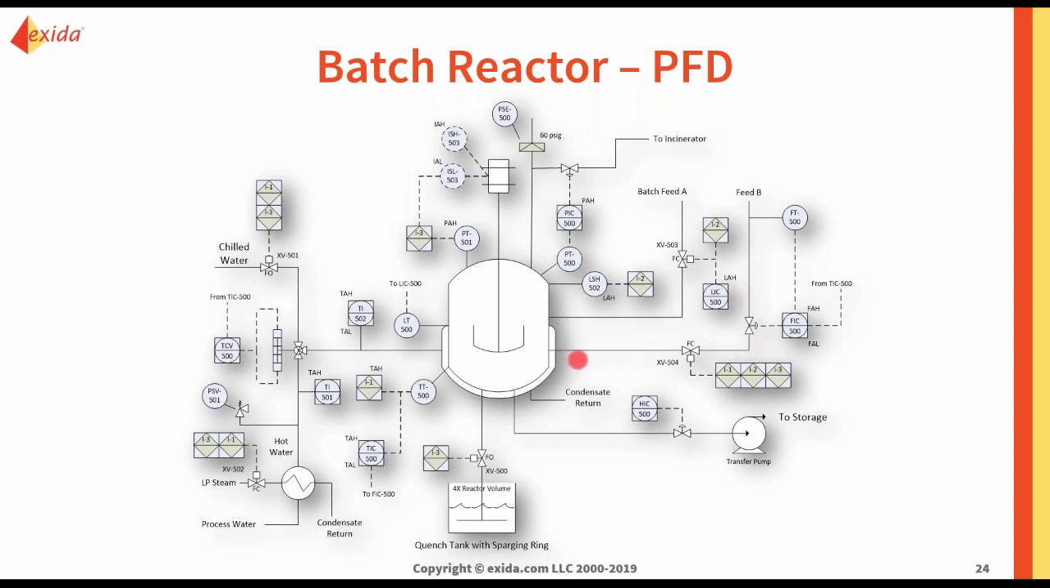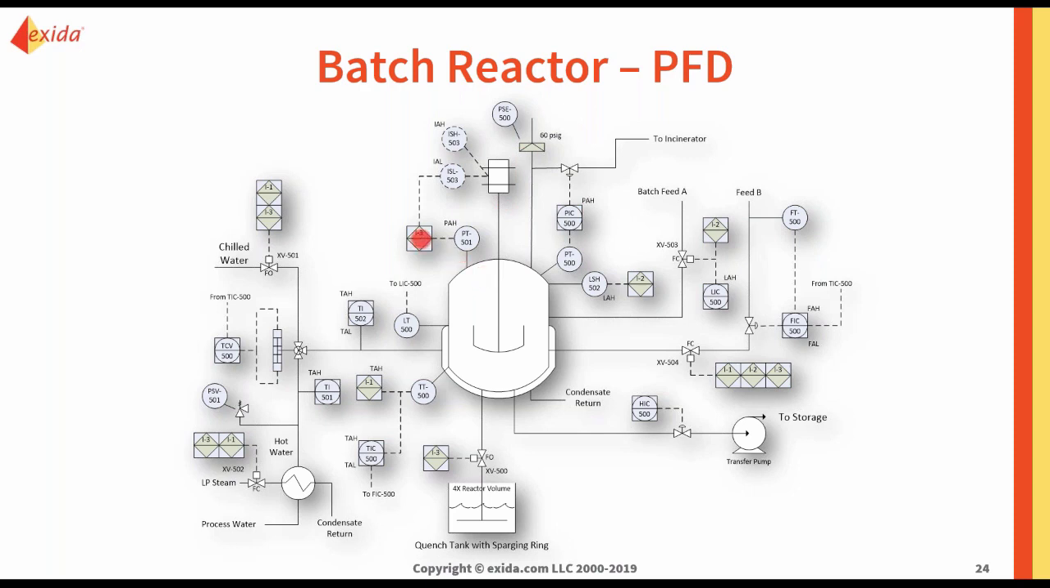And feed B has the reactant in it. We have obviously an agitator. We have a jacket on the reactor filled with water to regulate the temperature in the reactor. And obviously we have a pump that goes to storage. We do have a pressure control here where if the pressure gets too high in the reactor, we open this control valve and vent to an incinerator. You can also see we have a rupture disk. If the pressure gets even higher and something else happens, that rupture disk would lift.